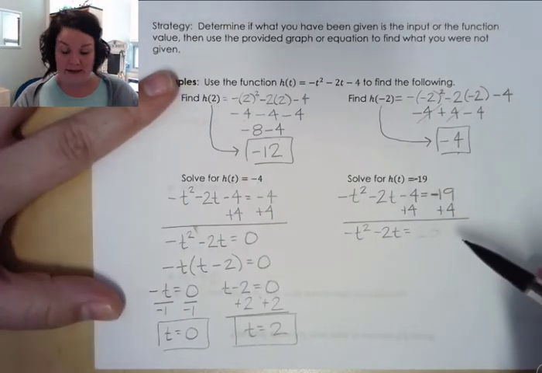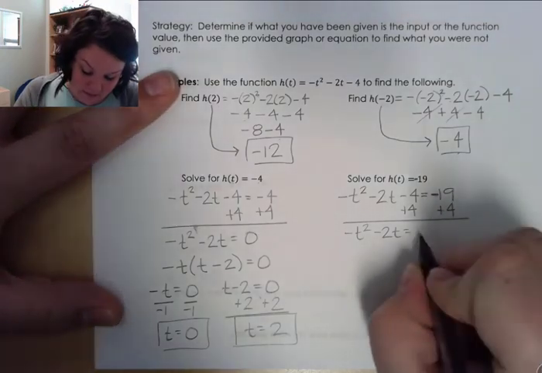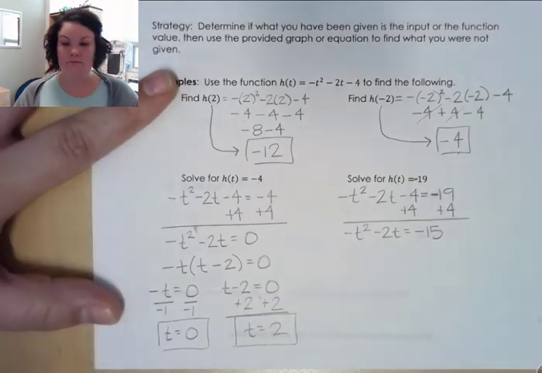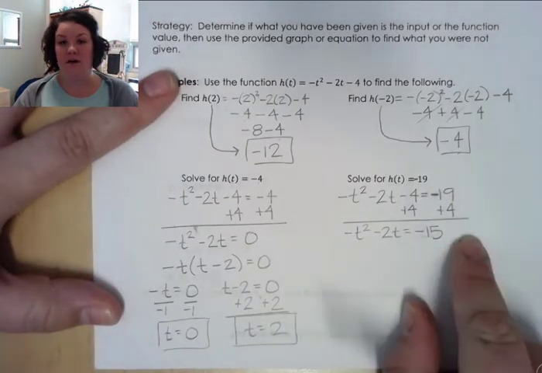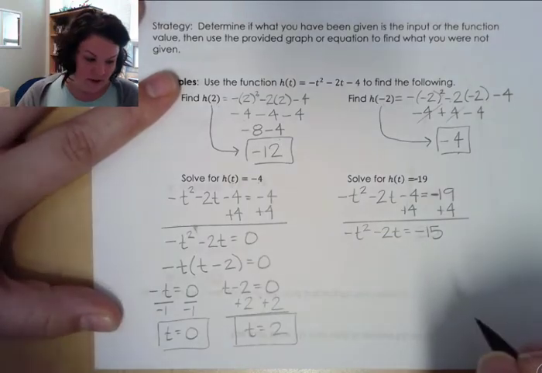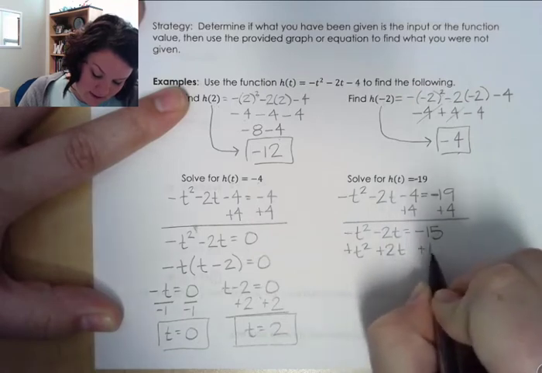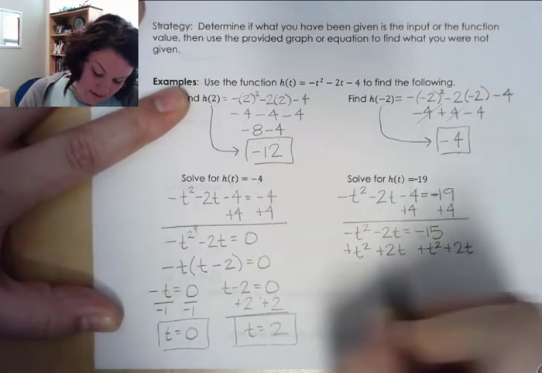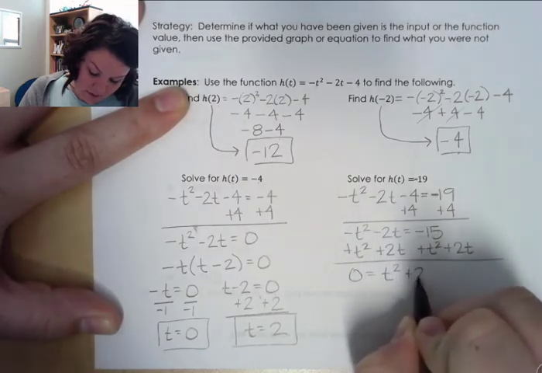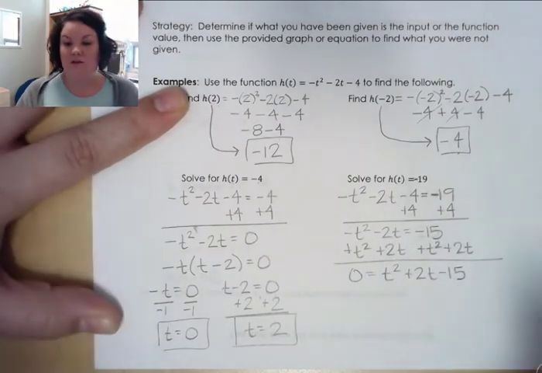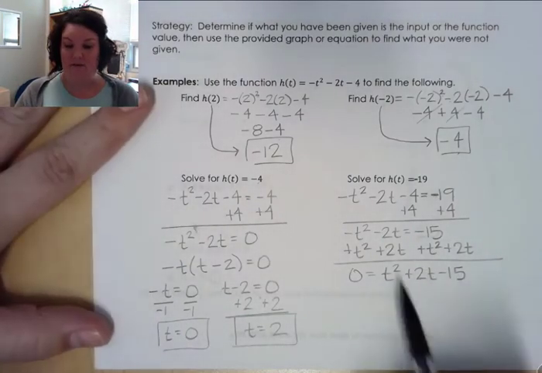Okay, so let's recombine then. So negative 19 and positive 4 leaves me with a negative 15. Okay. All right, now I want to go ahead and move my t terms to the other side also so that I can go ahead and factor. So I'm going to go ahead and add t squared and add 2t. So add t squared and add 2t. So I have 0 is equal to t squared plus 2t minus 15. So in other words, I just moved everything over to the right-hand side of this equation.